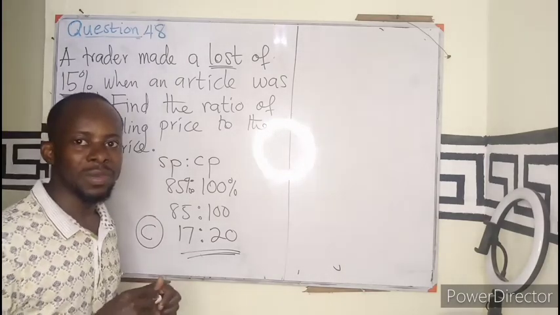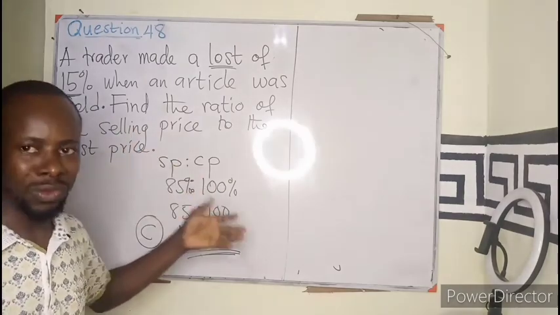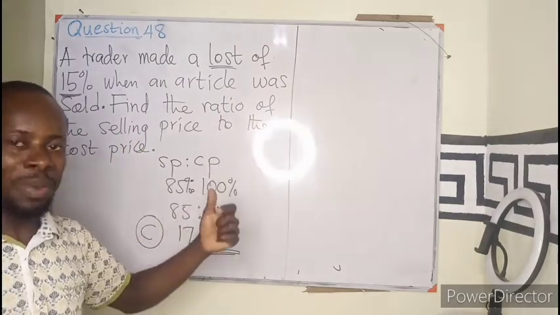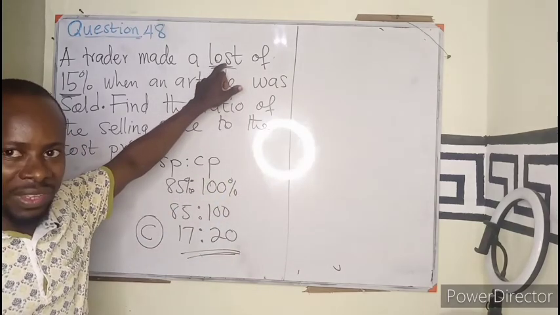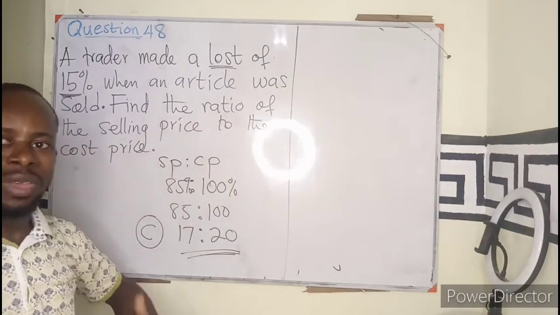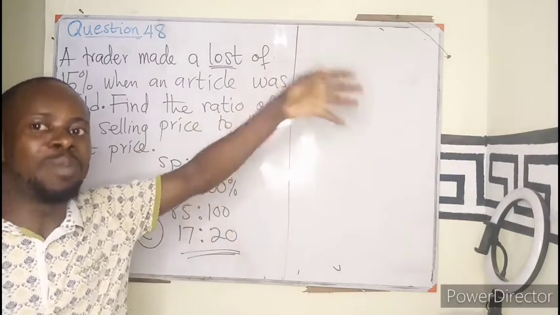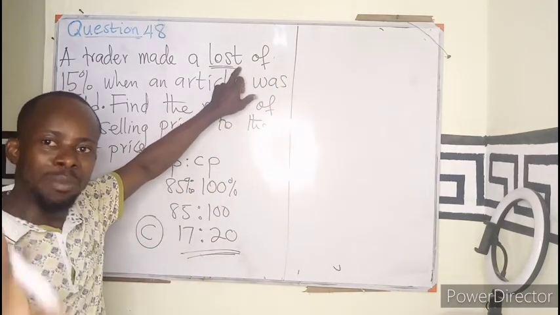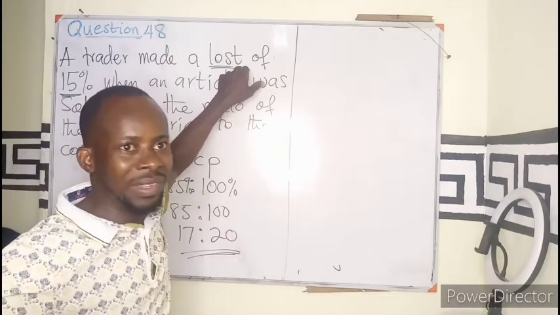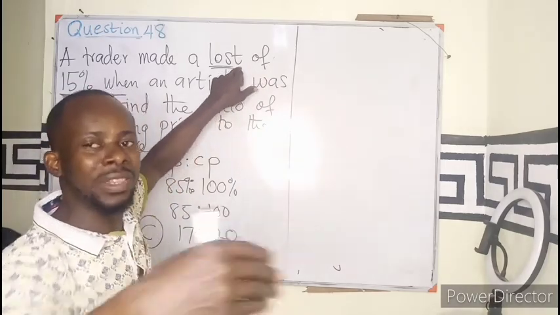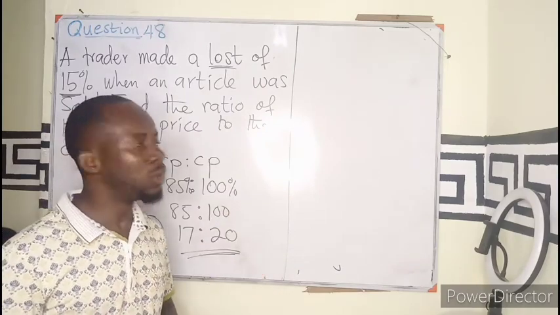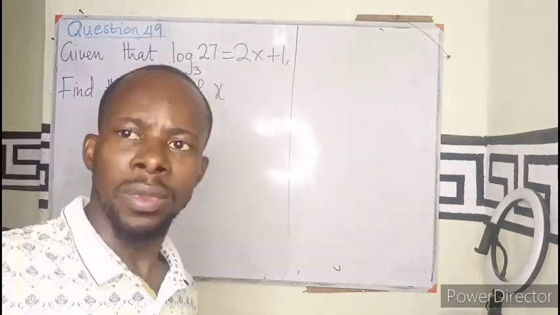So the answer we are looking for is just option C. Here there is no amount given to us. It is only the percentage loss. If it is a percentage profit, it means the selling price is going to be an addition of 15%, 115. But in this case, they have lost. So the selling price is no more 100%, but 85% of the cost price. I believe you get the concept. Good. Let's take the next one.